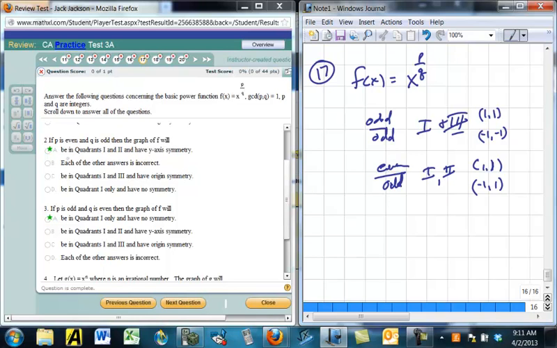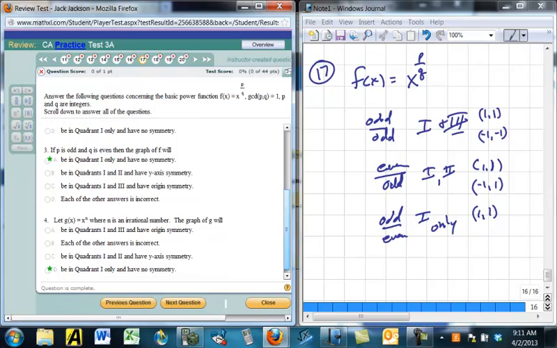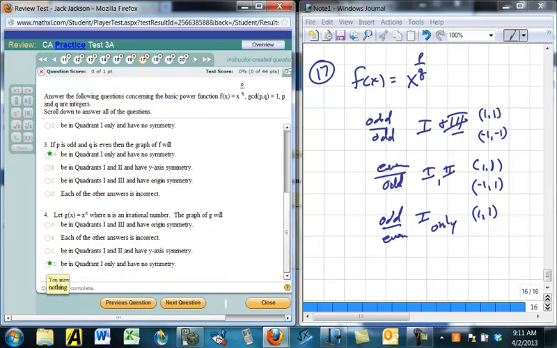Even over odd. That was this one. And this one's odd over even. Of course, it's going to have quadrant 1. But what happens here is you take a negative to an odd power, you get a negative, and you take an even root, you don't get a real number. So this is only first quadrant. No symmetry may be a little strong, but it doesn't have x-axis or y-axis symmetry or origin symmetry.